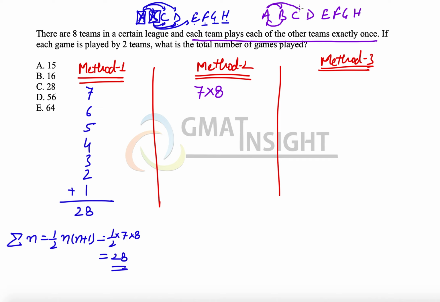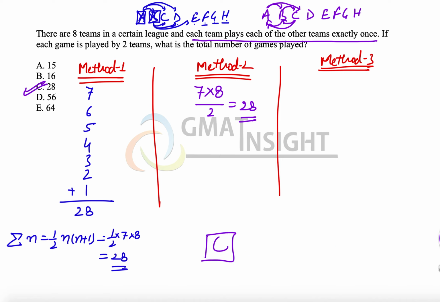Similarly, A plays a match with C, and when we count 7 matches of C, C again plays with A. B plays with C and C plays with B, so every match is being counted twice. And therefore, to eliminate the effect of repetitive counting, we have to divide it by 2 because every match has been counted twice. And that gives you answer 28 once again. So that's method 2. So we already know that the answer is option C so far.